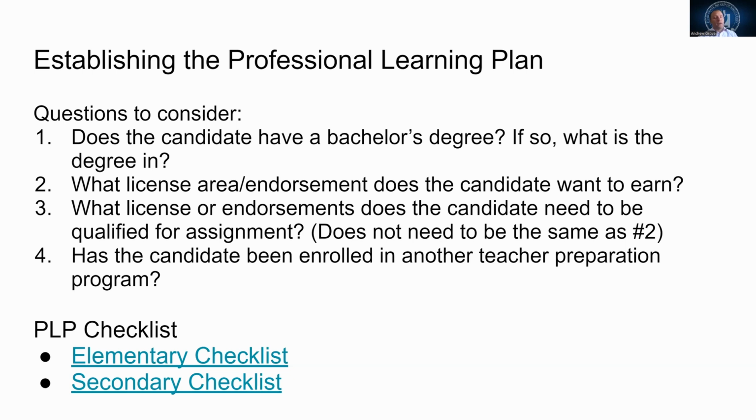but they really want to teach math and they're actually really close to being done with math, maybe because of some of the prior experience that they have. You can still recommend them for a license in math and just say you're going to keep working toward the endorsement for science. That's totally fine. You would just want to consider maybe how you would support them in doing that.